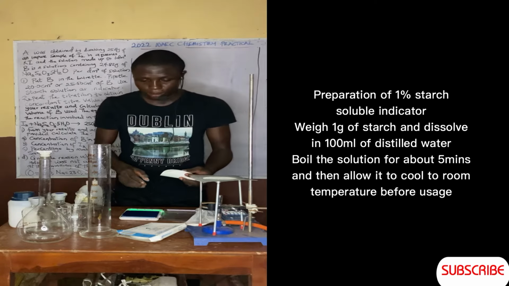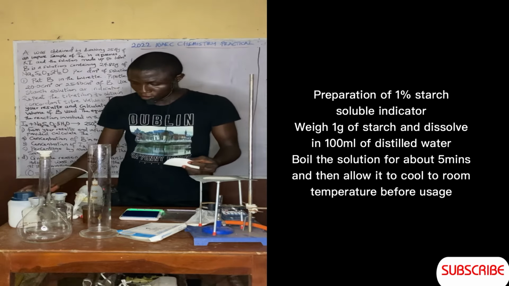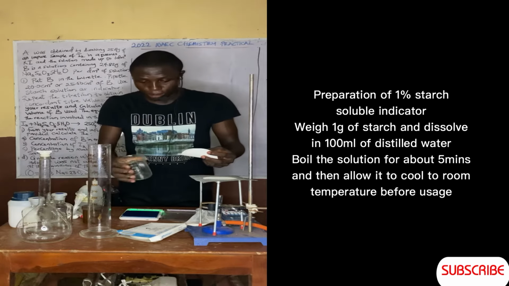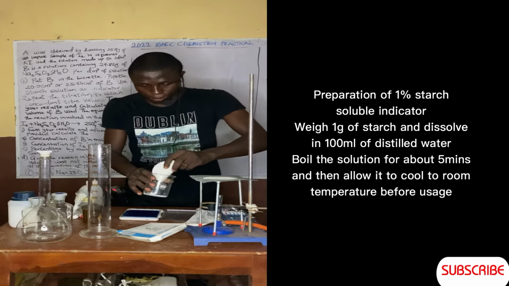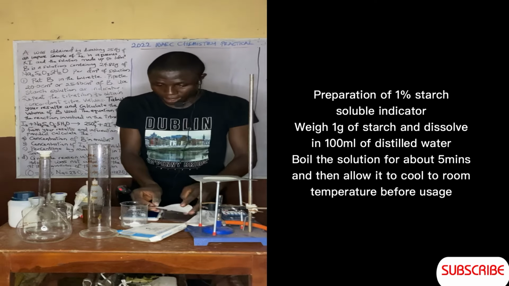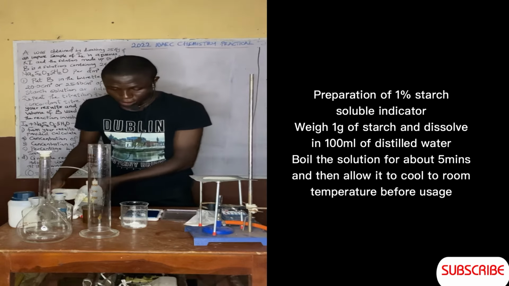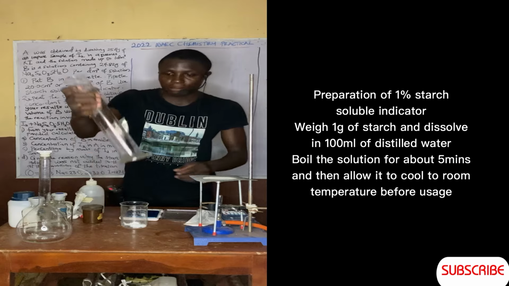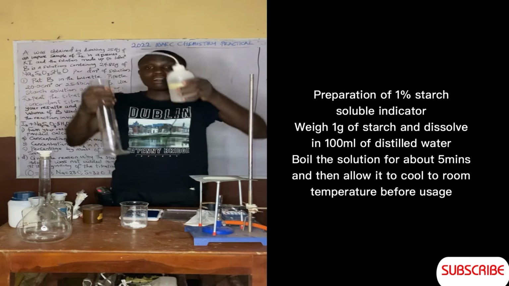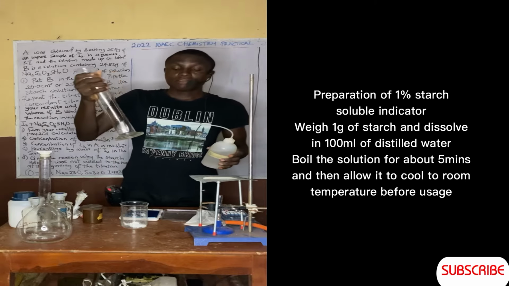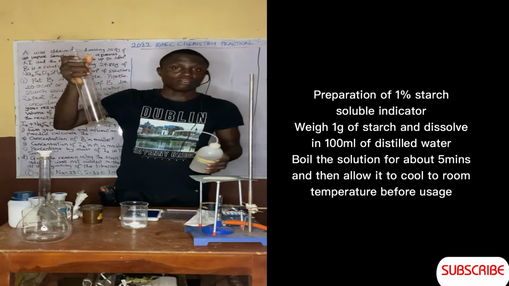Now you have to dissolve it in 100 ml of distilled water. So I'm going to pour it inside my beaker now, which I've done. Then measure 100 ml of distilled water. This is a cylinder. You can use a measuring cylinder to measure it, and if you have a volumetric flask, you can dissolve this in 100 ml of volumetric flask.